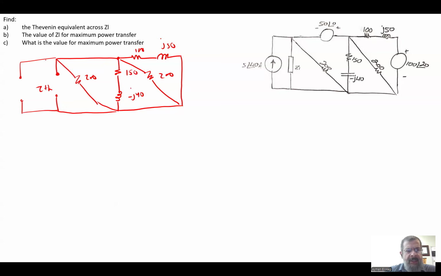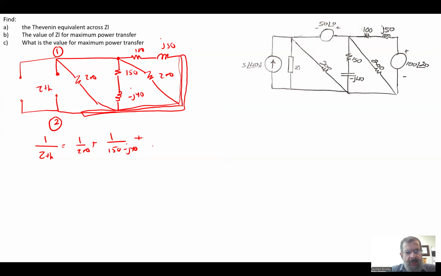This is a short circuit, and here we have 200. I want to find Z Thevenin between, let's say, node 1 and node 2. So this is all 1, and all of this is actually 2. As a matter of fact, all these impedances are in parallel. Regardless of how they look, they all are in parallel. So 1 over Z Thevenin is equal to 1 over 200 plus 1 over 150 minus j40 plus 1 over 200 plus 1 over 100 plus j50.